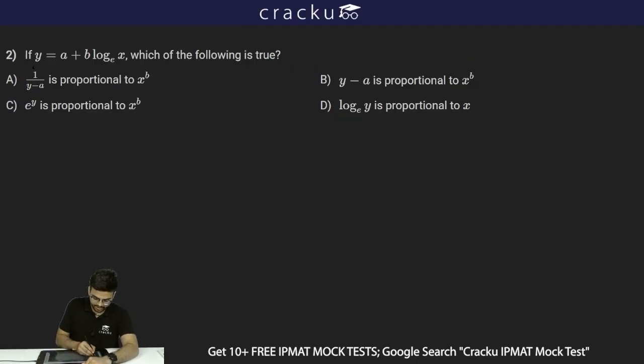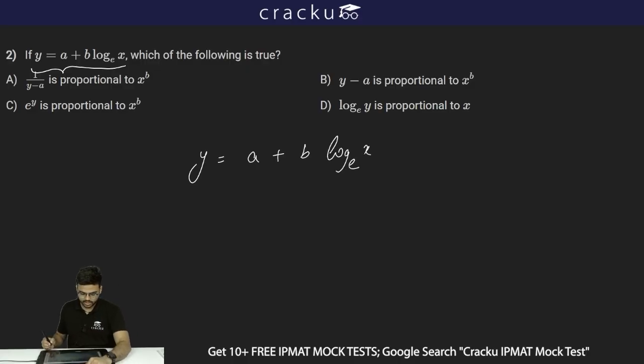The second question is saying if y is equal to a plus b log e x. So we are given y is equal to a plus b log x to the base e. Then which of the following is true? Now if we look at the options, the options are saying: 1 upon y is proportional to x to the power b, y minus a is proportional to x to the power b, e to the y is proportional to x to the power b, and log e y is proportional to x.